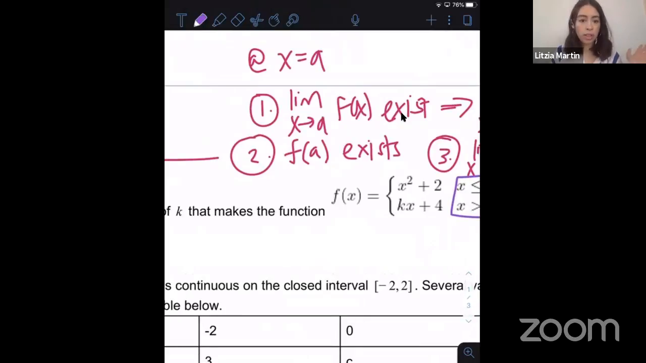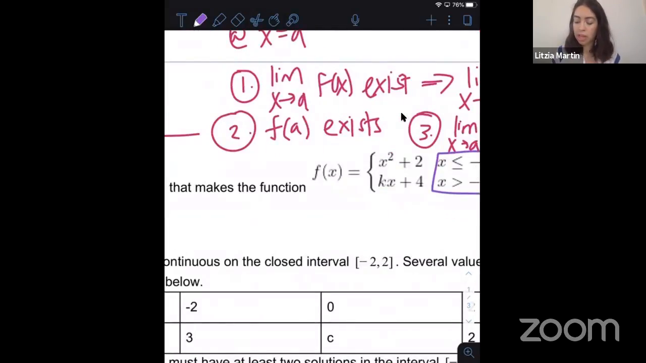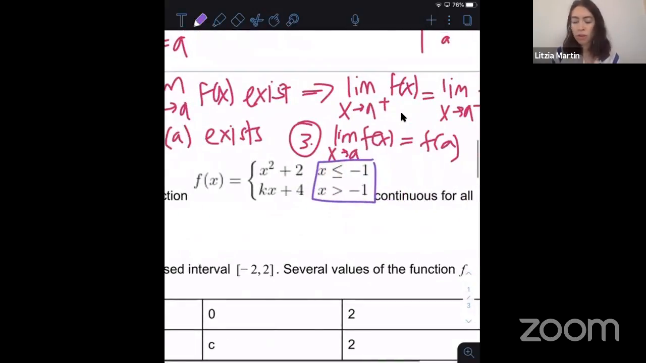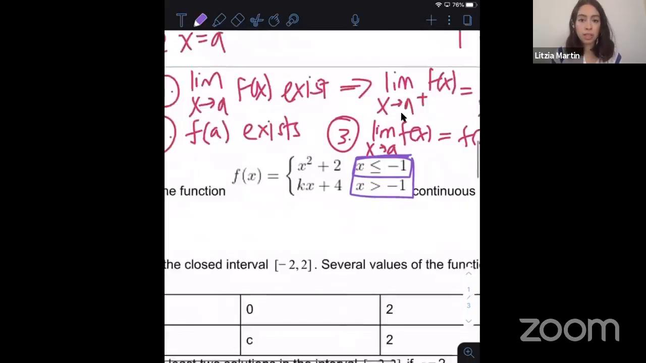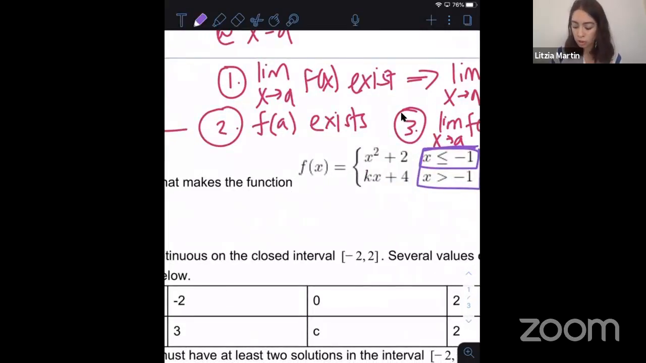So we want to check the left side. The limit as x approaches -1 from the left is going to be given by the function x squared plus 2, since x is less than or equal to -1. And we need the limit to exist because we want continuity. So the limit as x approaches -1 from the right must be equal to the left side. And from the right, it's going to be the function kx plus 4.